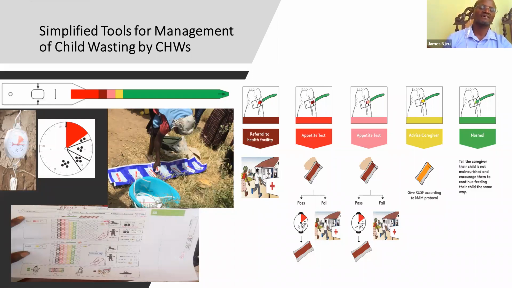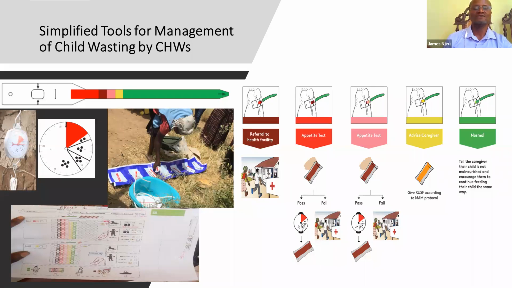So you can see even the dosage was simplified into the dots that you can see on the Salter scale. They represent the sachets that the CHV gives upon putting the child on the weighing scale.